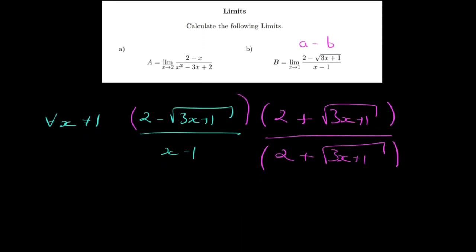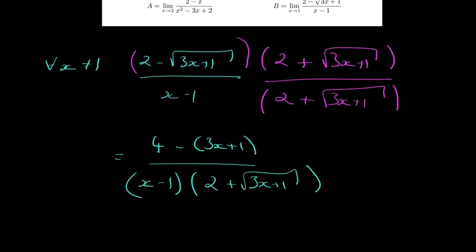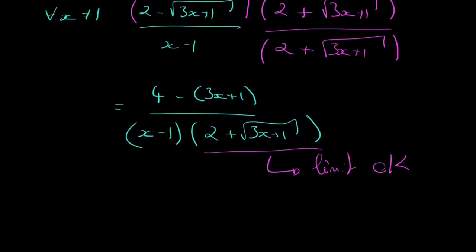Okay, now we develop. This thing is equal to what? To 4, which is equal to 2 squared, minus 3x plus 1. The minus goes through all the parentheses over x minus 1 still times 2 plus square root of 3x plus 1. This will not cause any problem because this thing will have a limit, okay? A value when x tends to 1. So we can keep it like that.